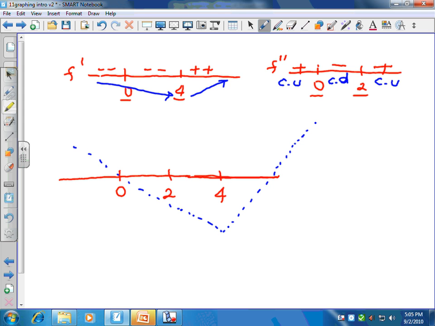Now put in the concavity information. Concave up to 0. So following the same path, it should be falling but concave up. Then concave down between 0 and 2, so it should be decreasing and concave down. I'm kind of making these exaggerated. When you look at an actual graph, you might see that these are very subtle changes, but I'm exaggerating the graph so you can clearly see the change in concavity. And the last region, it should be concave up.